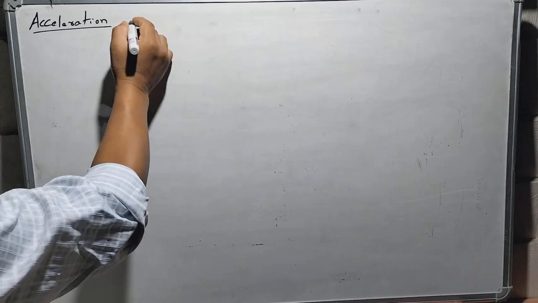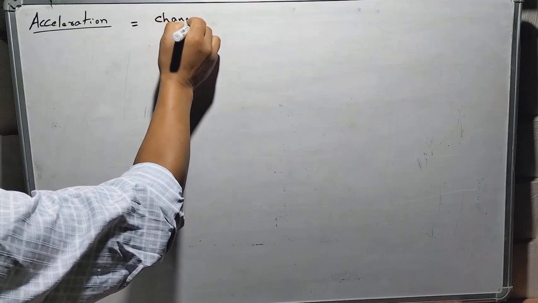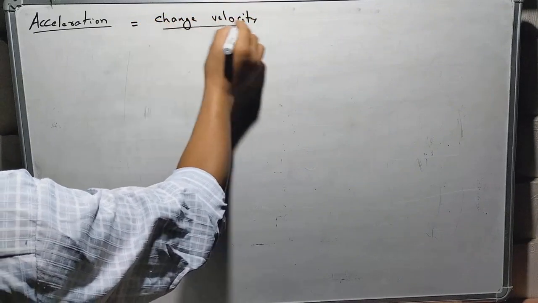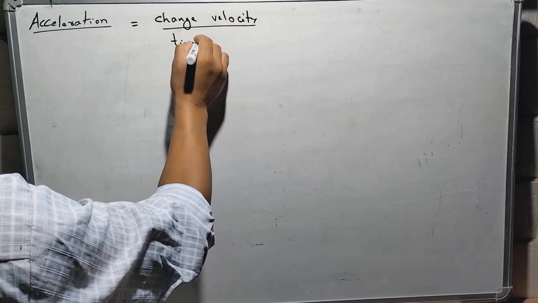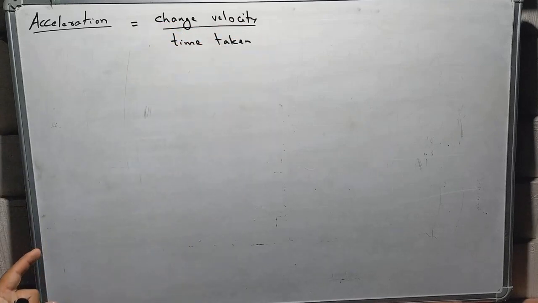Okay, so this acceleration is equal to change in velocity divided by time. Okay, so this is the equation of acceleration.